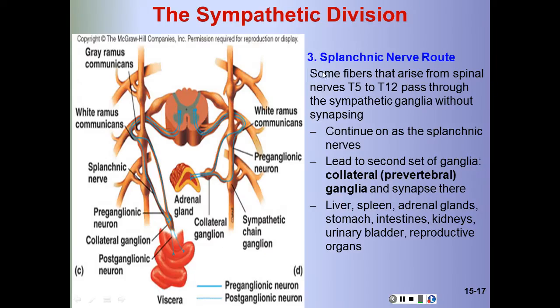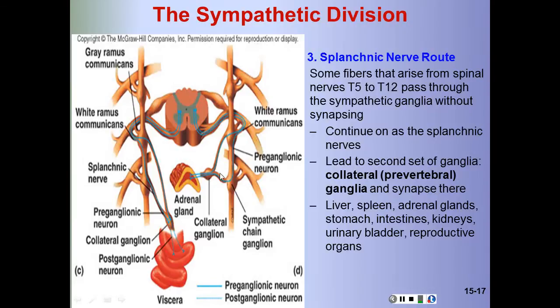Here is our splanchnic nerve route. Some fibers arise from the spinal nerves, thoracic 5 to thoracic 12. They pass through the ganglia without synapsing and continue as splanchnic nerves. This leads to a second set of ganglia called the collateral, or prevertebral, ganglia, where they synapse with the postganglionic neurons.